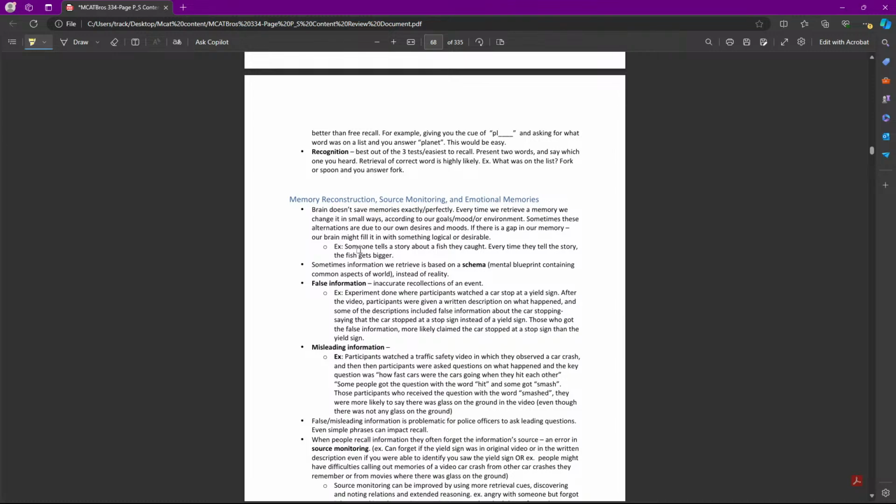In experiments, participants watch a car stop at a yield sign. After the video, participants were given a written description of what happened. And some later recognized it as a stop sign instead of a yield sign.